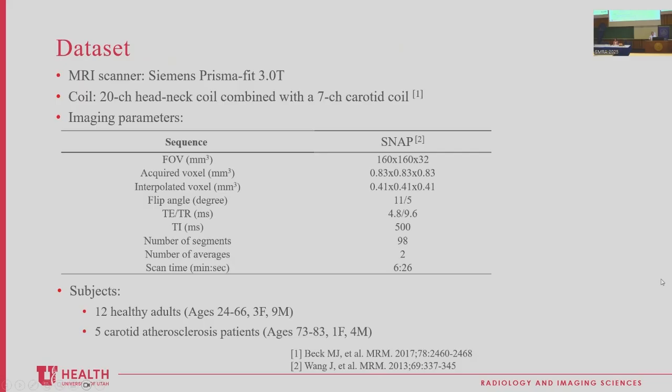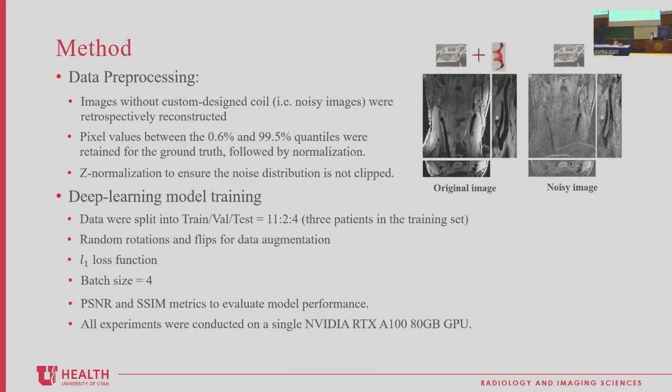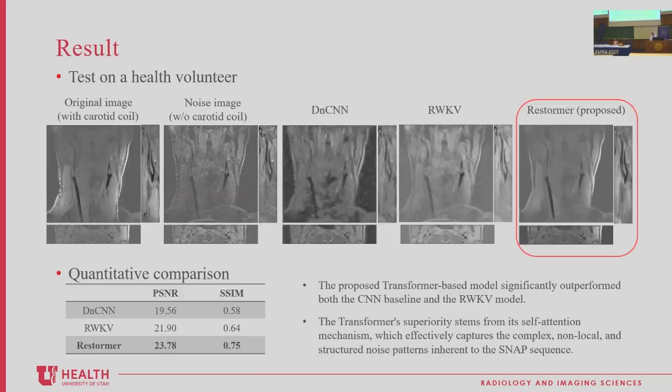And this is the imaging protocol. For the training, we acquired data with the existing surface coil. And then the other data set is the so-called noisy without-coil data set from the same subjects. And then this is the training and the results of the study.